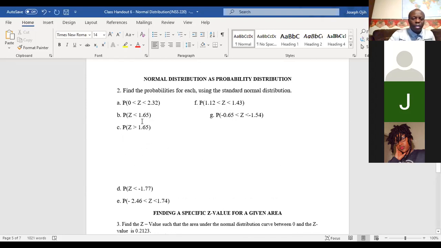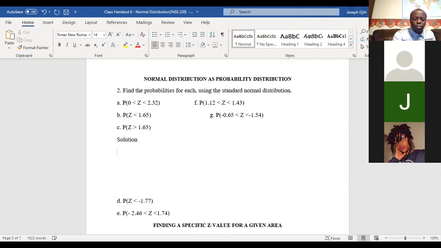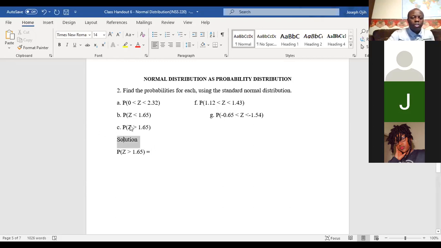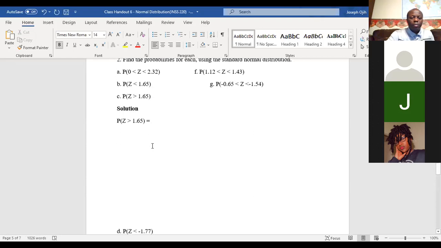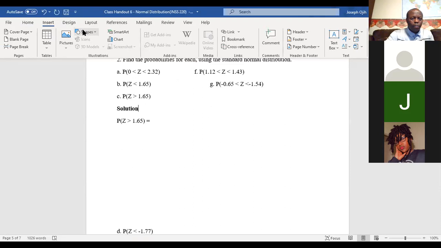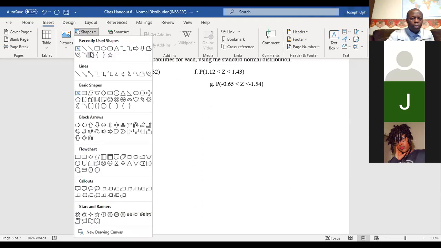You say find the P(Z greater than 1.65). That's the one we are looking for. Okay, let me copy this. Solution: the probability of Z greater than 1.65. Now, again, like I say, what you do is to draw the correct chart. The chart basically tells you what to do. So we come here and put the chart.